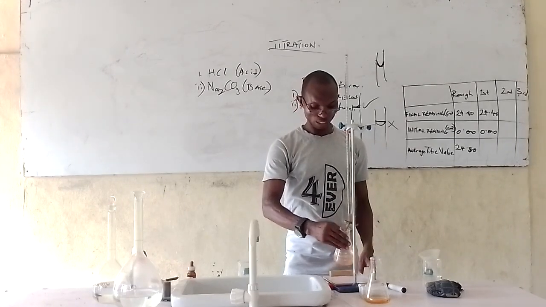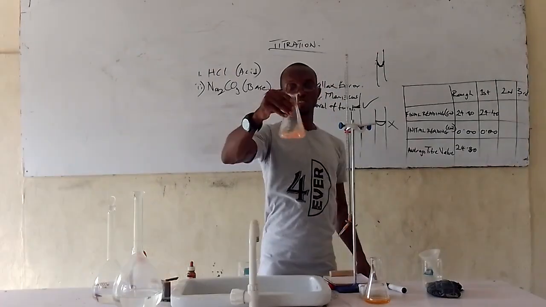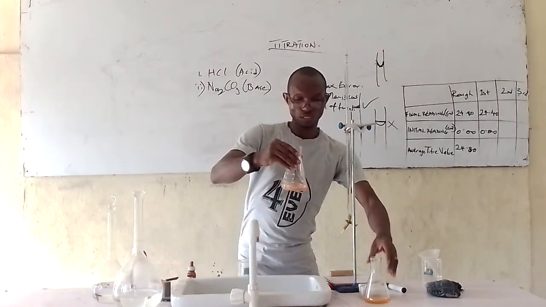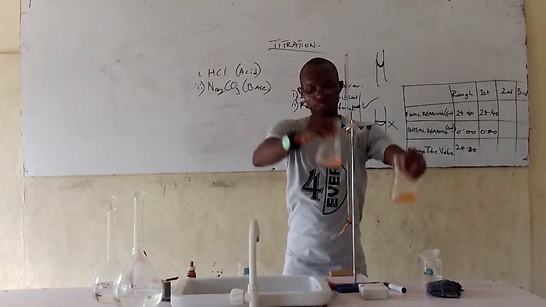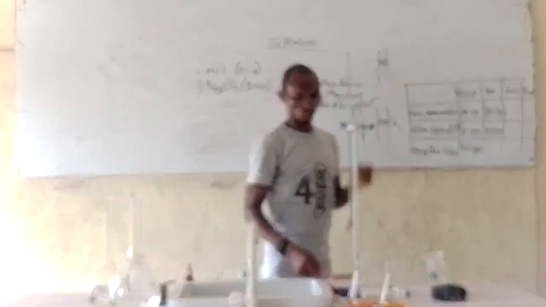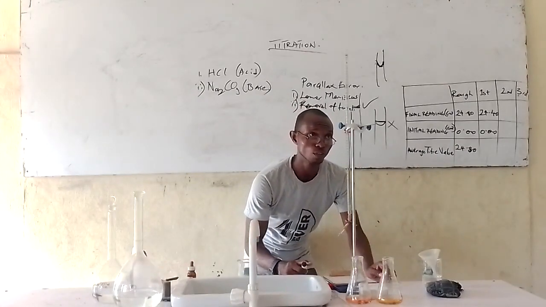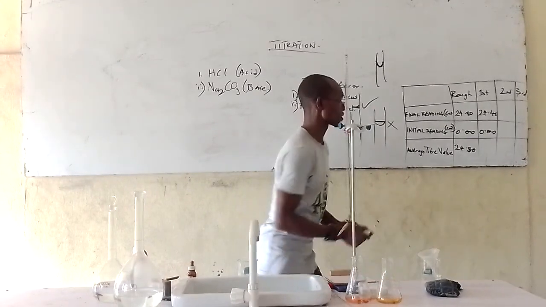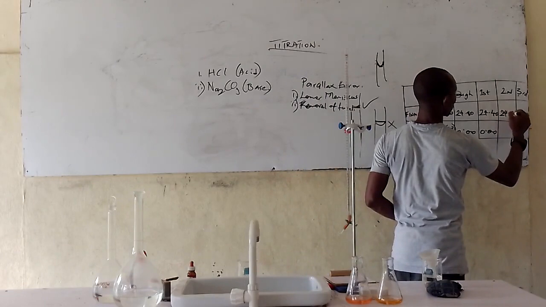So adding my content in bits, this is what I have achieved. This is slightly different from the previous one, but it's clearer. So I will use this one now as my next reading. This one is giving me a value of 24.60.